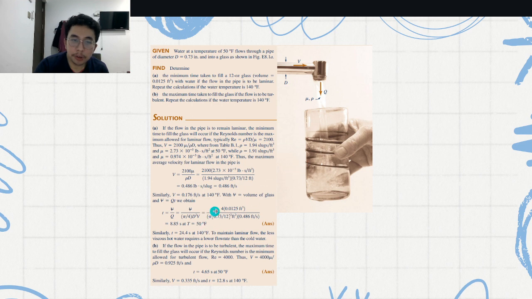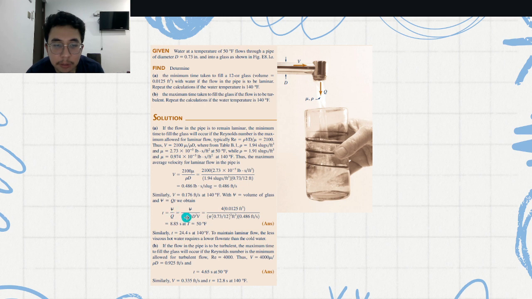Similarly, if we do 140 degrees Fahrenheit, V equals 0.1766 feet per second at 140 Fahrenheit, with the volume of the glass, and the equation is V equals Q times t. Q is the flow rate, and t is the time. So we can move Q over to the V side, so we can define the time required.